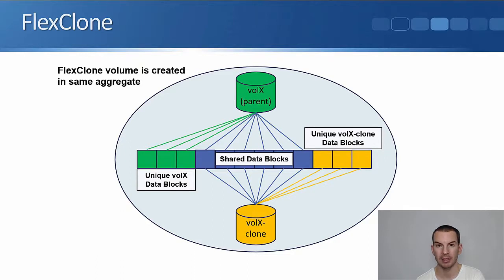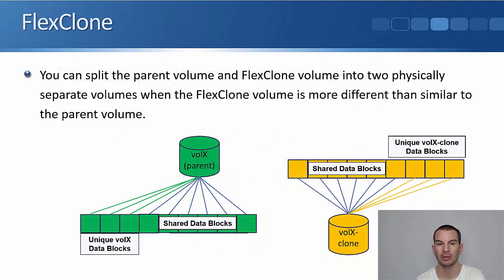When I make the FlexClone volume, because it's using these shared blocks, both the parent volume and the FlexClone volume are going to be in the same aggregate. You can split the parent volume and the FlexClone volume into two physically separate volumes when the FlexClone volume is more different than similar to the parent volume.